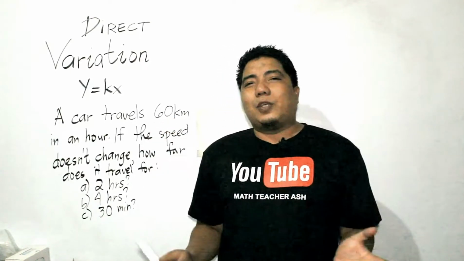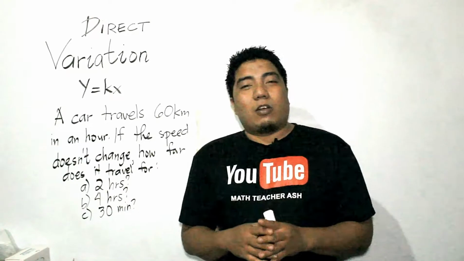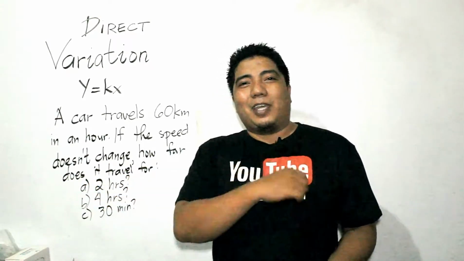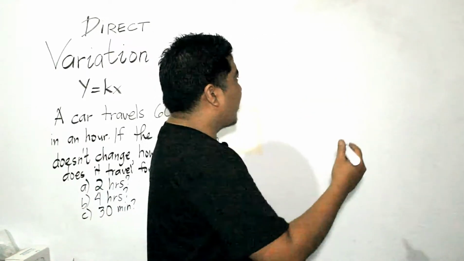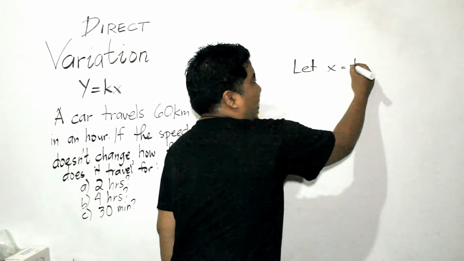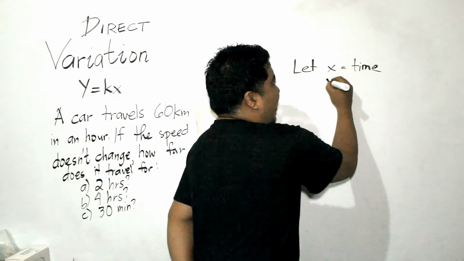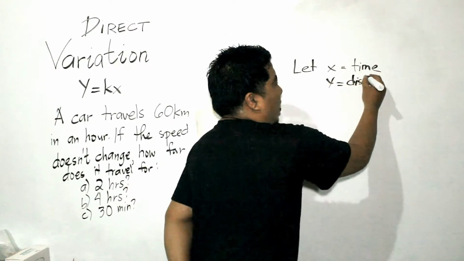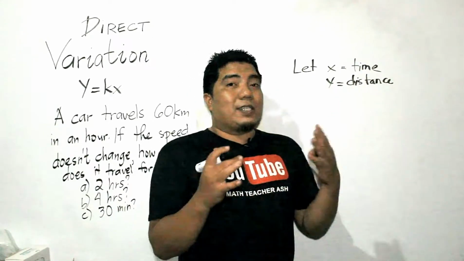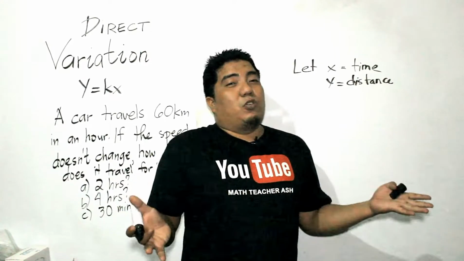Okay, so as you can see, this is an example of a direct variation. Why? Because as the time increases, the distance also increases, right? Okay, so how do we solve this one? Let's consider our x is the time, and the distance is our y. Of course, the distance will depend on its time. So if there is more time, longer distance. If there is short time, shorter distance.